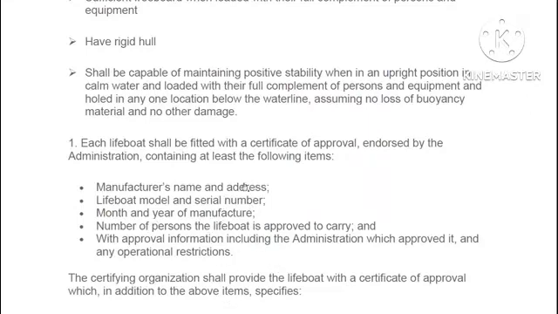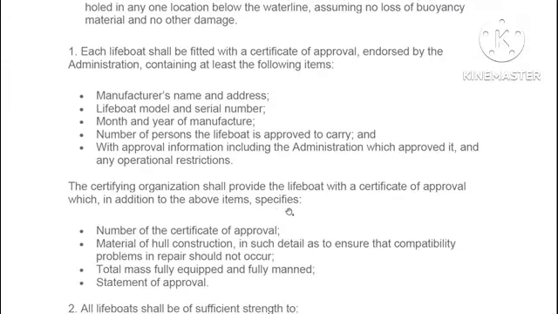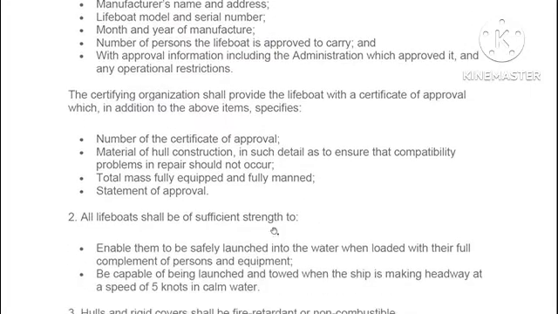So this can be a separate question that can be asked. Month and year of manufacture, number of persons the lifeboat is approved to carry. This in fact you will also find on the hull of the lifeboat. The number of persons approved is written even on the life raft as well, with approval information including the administration which approved it.